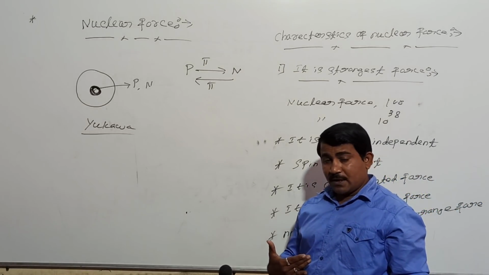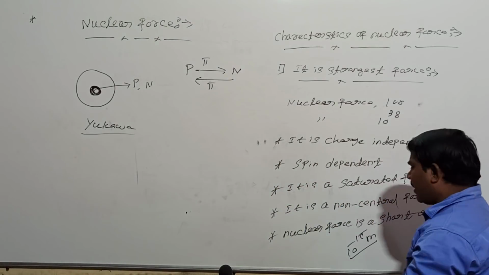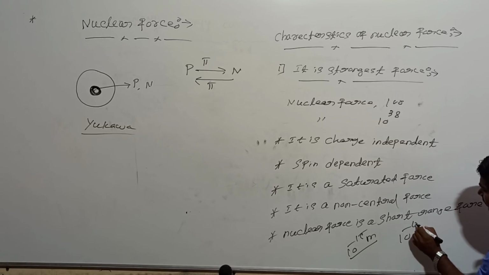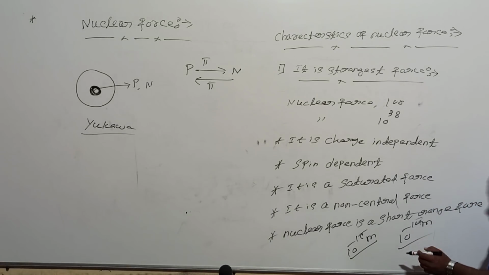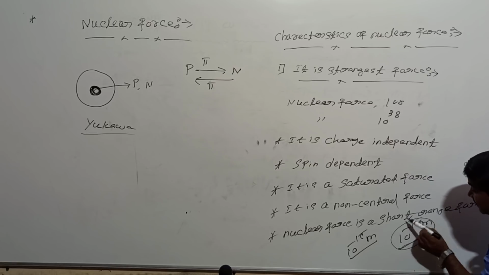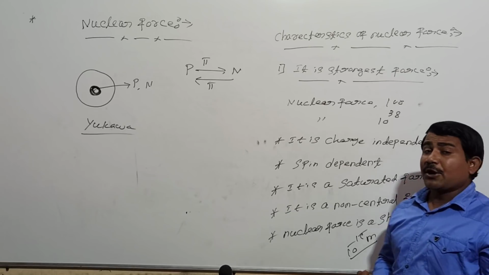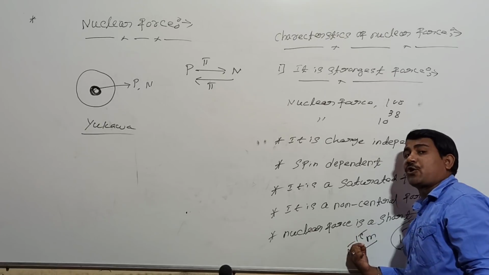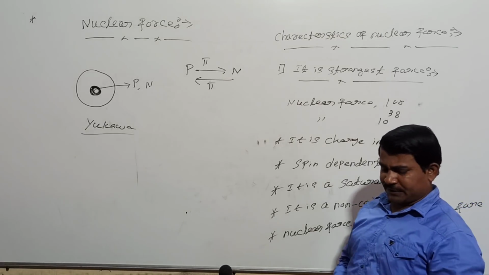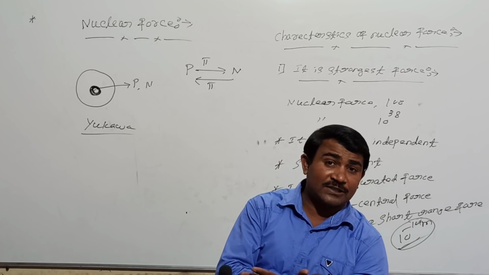In the case the distance is more than 10 to minus 15 meter, and if the distance is of the order 10 to minus 14 meter, practically for this distance this nuclear force must be zero. I mean, beyond this distance, nuclear force must be zero. That's why nuclear force is a short range force. We said that as the distance between two nucleons decreases, nuclear force increases.